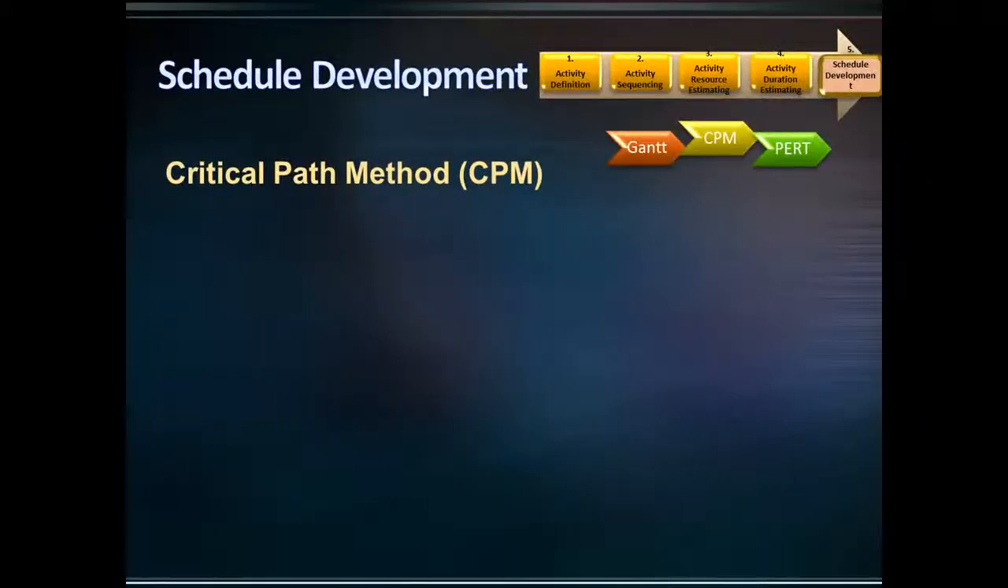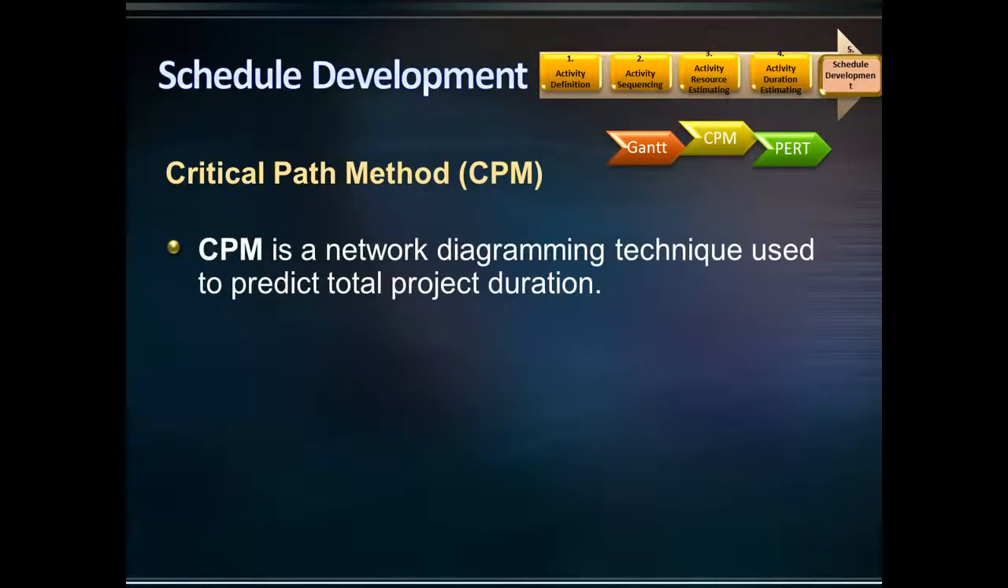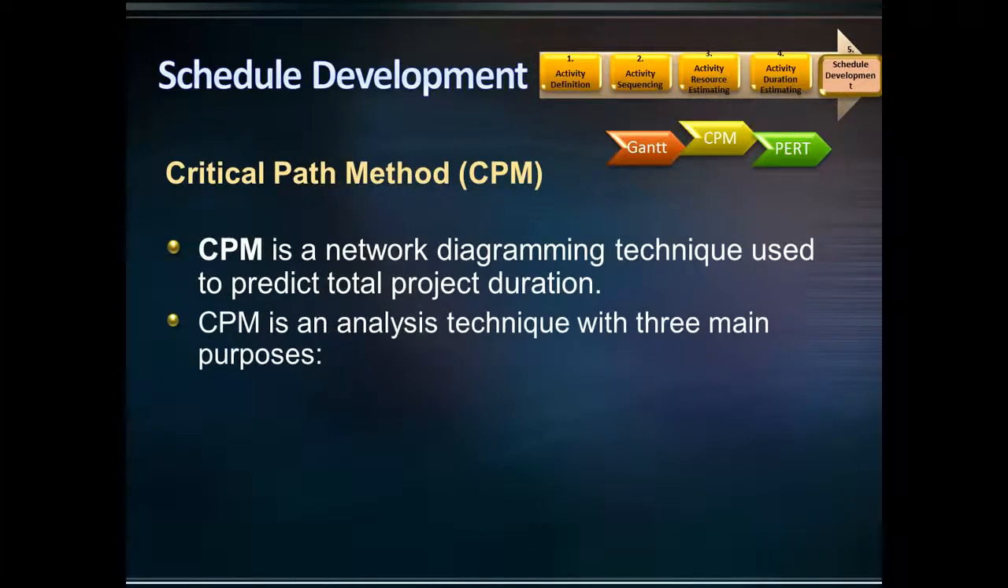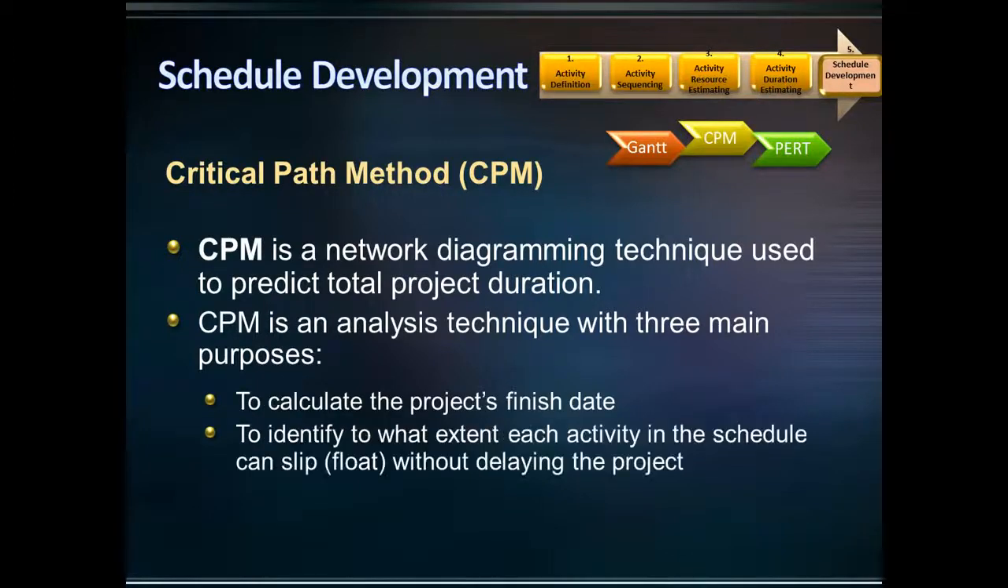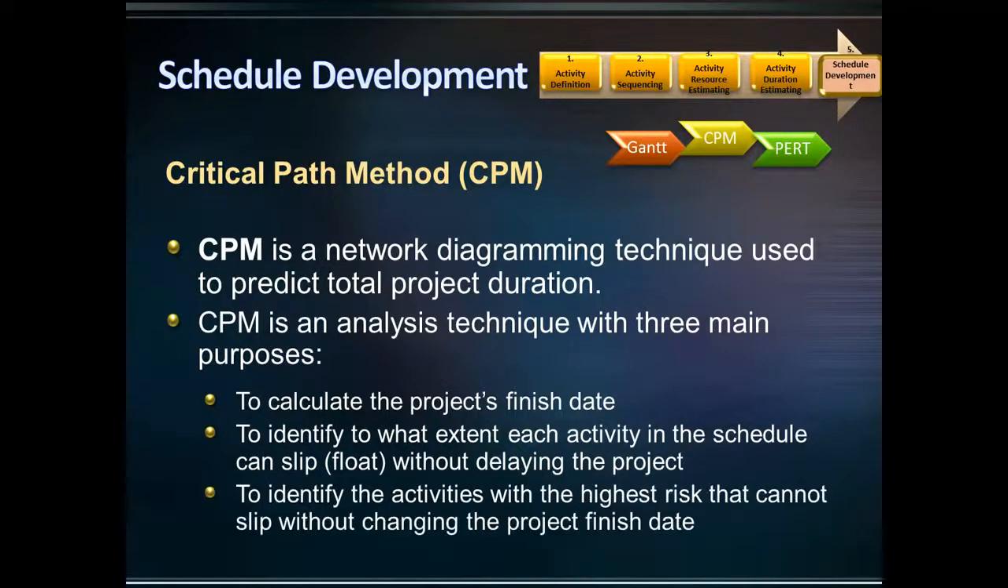The method that predicts the total project's duration is the critical path method, or CPM. CPM is an analysis technique with three main purposes: to calculate the project's finish date, to identify to what extent each activity in the schedule can slip without delaying the project, and to identify the activities with the highest risk that cannot slip without changing the project finish date.